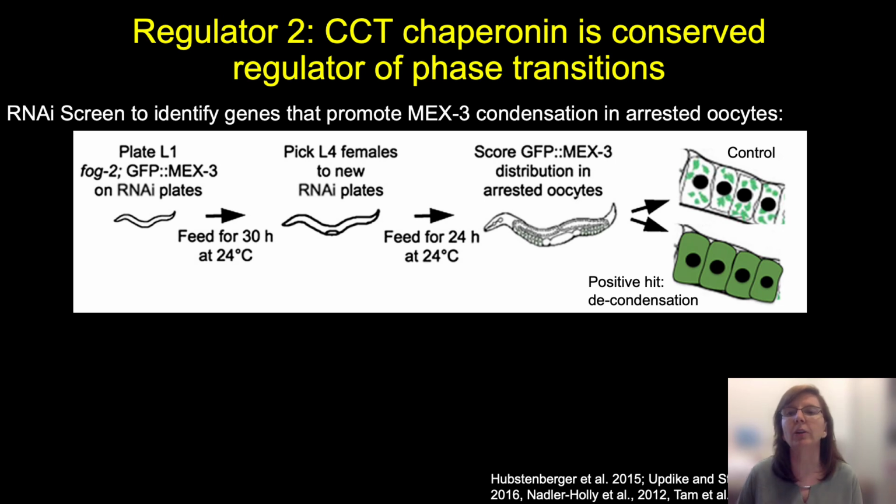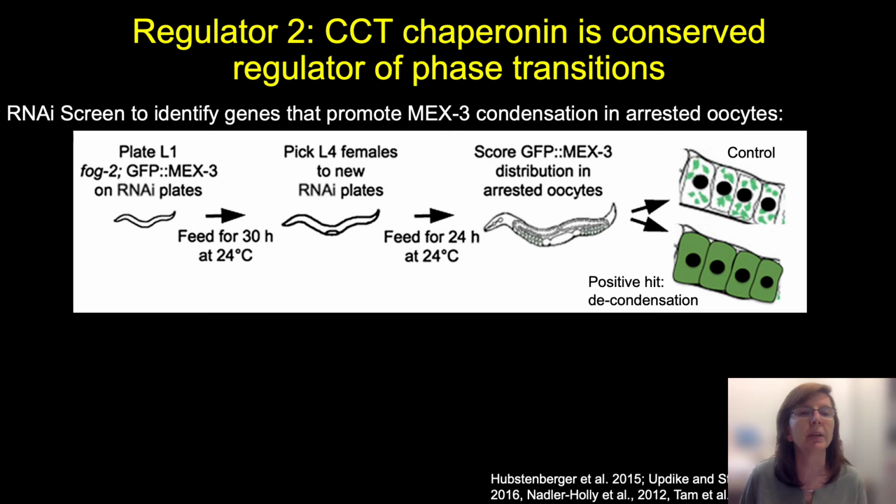So why do we speculate ERK might act via the CCT chaperonin? Well, several years ago, we leveraged the FOG2 mutant to do a genetic screen to identify genes that promote condensation of MEX3 in arrested oocytes. In this cartoon, the steps on the left are not particularly important, but what we're looking for is a change in the condensation of the MEX3 protein in arrested oocytes. In the control and in most worms, we would see MEX3 granules, as in the top right cartoon, but in many positive hits, what we observed was decondensation of MEX3.